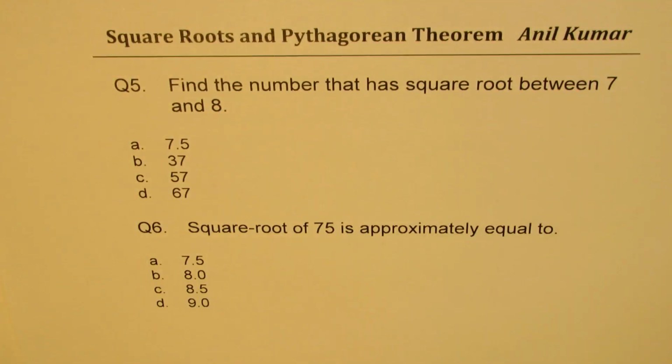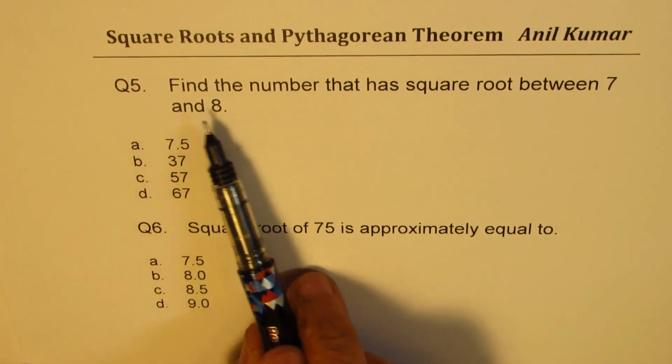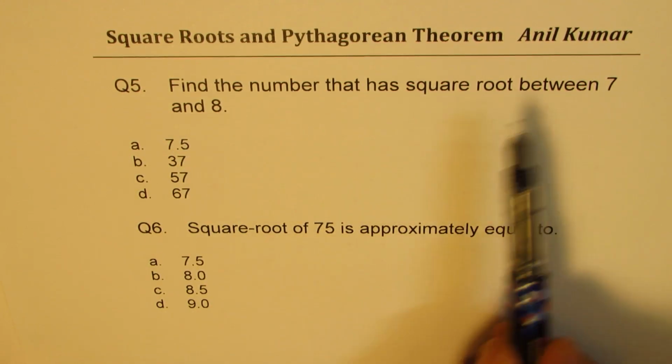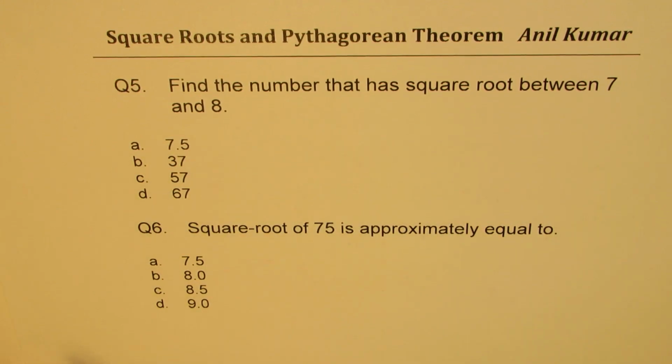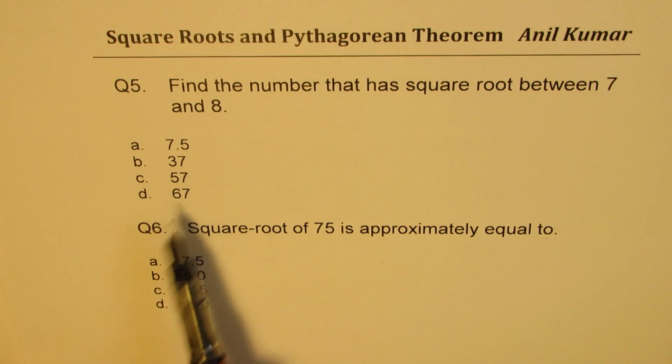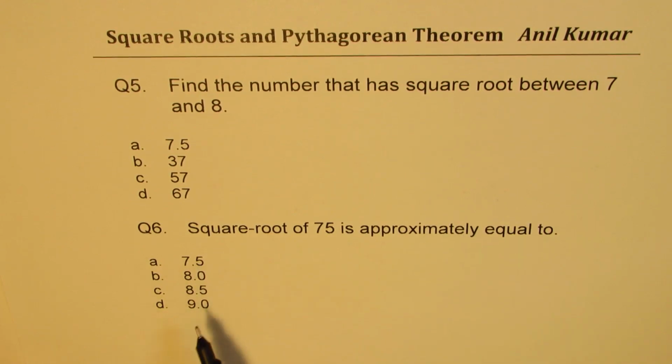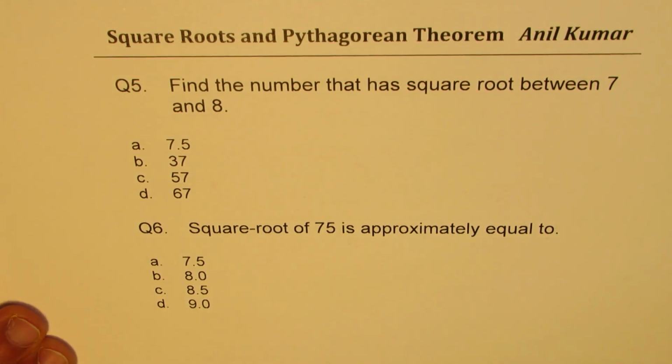Okay. Now here is the last set of questions, question number 5 and 6. I hope by now you must have become very familiar with square root. Question number 5. Find the number that has square root between 7 and 8. So these are your numbers. We want square root of the number between 7 and 8. Correct? That is what we want. So select the right option. Question number 6. Square root of 75 is approximately equal to what? You need to estimate square root of 75. You can pause the video now, answer this question, and then check with my answer. Perfect? Okay. So let's do question number 5.